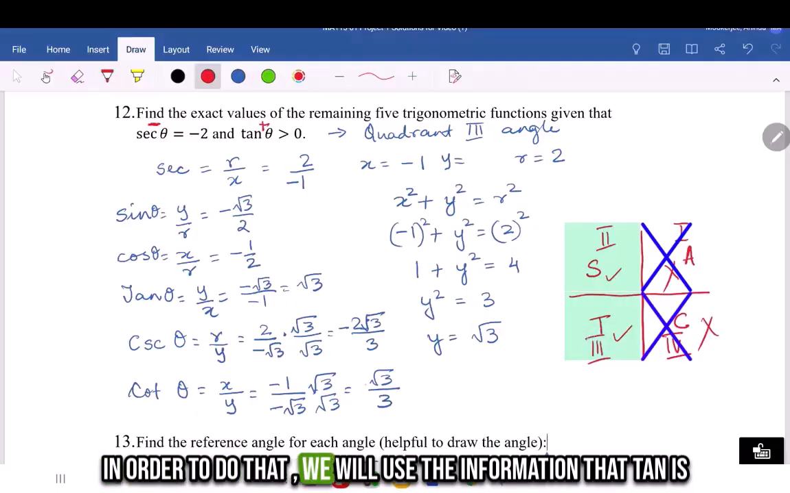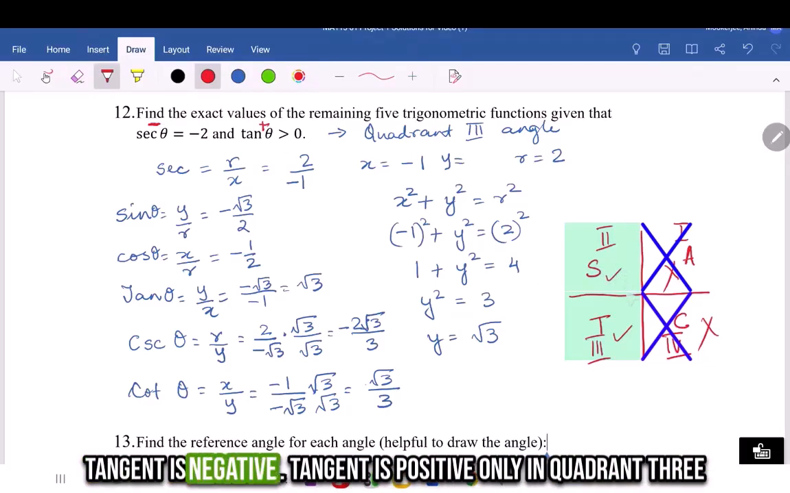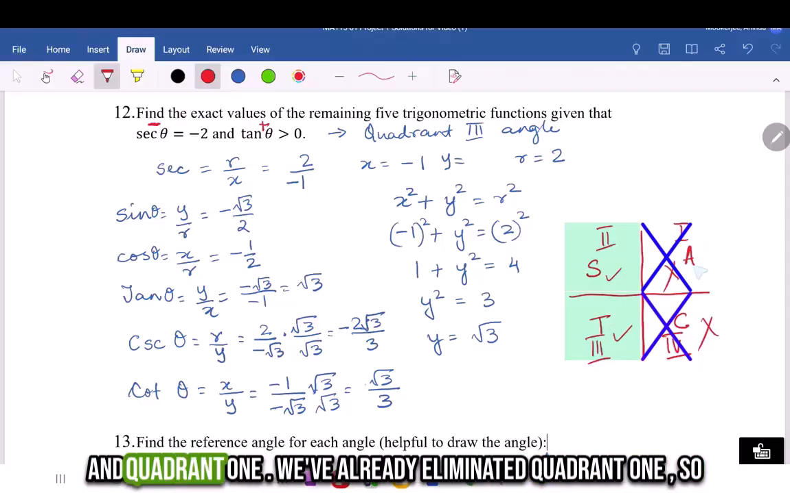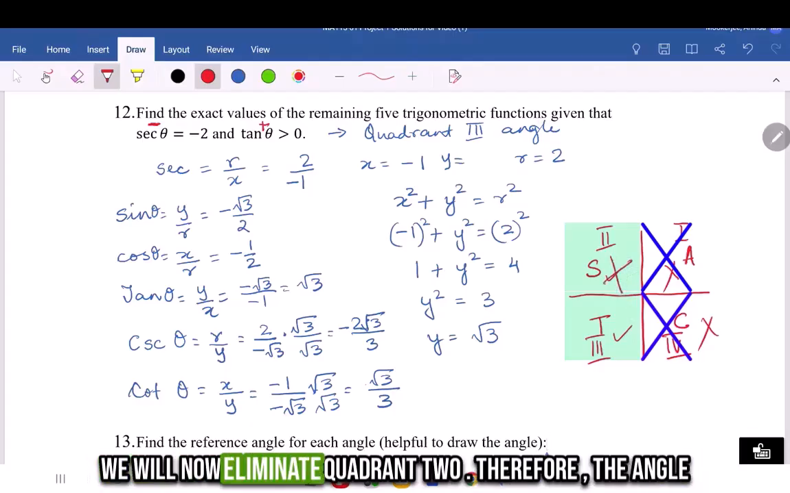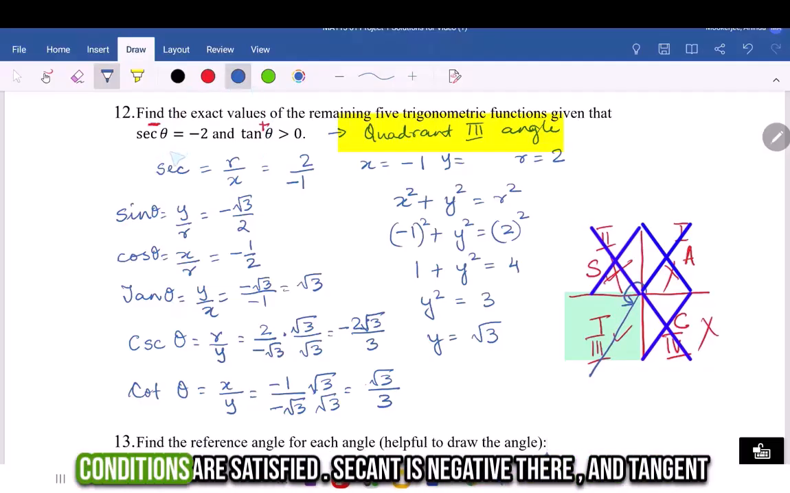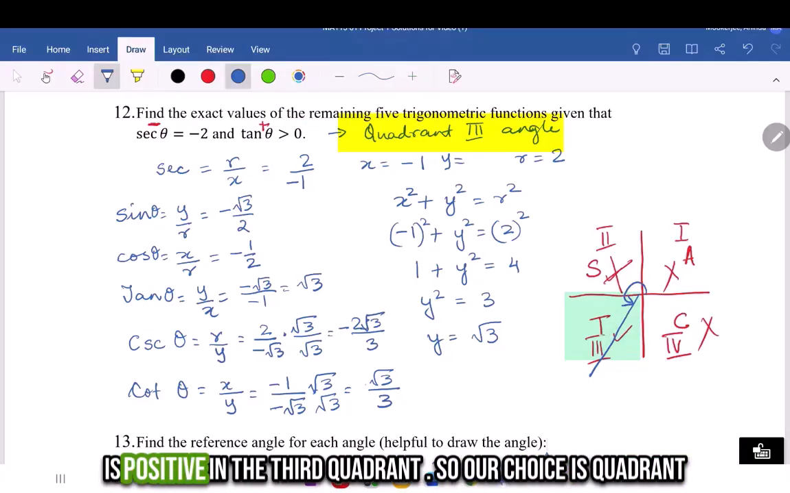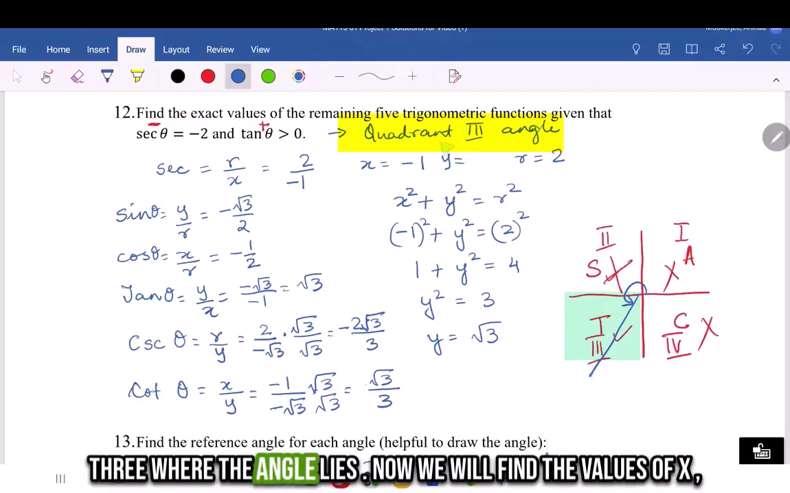In order to do that, we will use the information that tan is positive for the angle. In the second quadrant, tangent is negative. Tangent is positive only in quadrant 3 and quadrant 1. We've already eliminated quadrant 1, so we will now eliminate quadrant 2. Therefore, the angle theta lies in quadrant 3, and that's where both the conditions are satisfied. Secant is negative there, and tangent is positive in the third quadrant. So our choice is quadrant 3, where the angle lies.